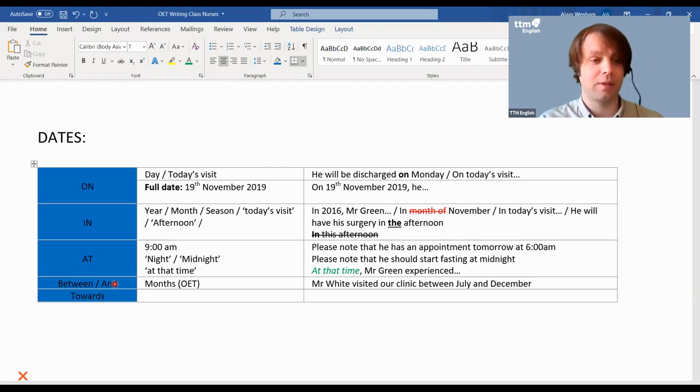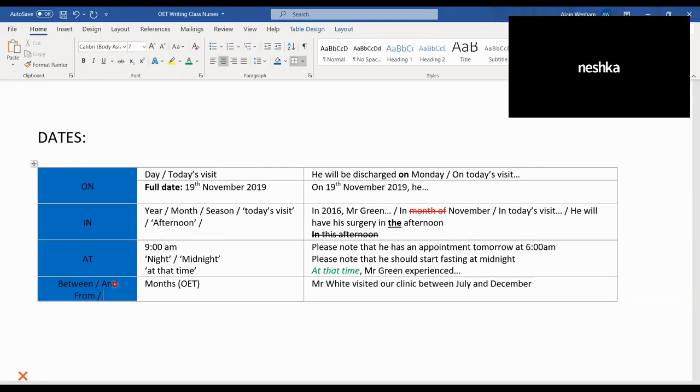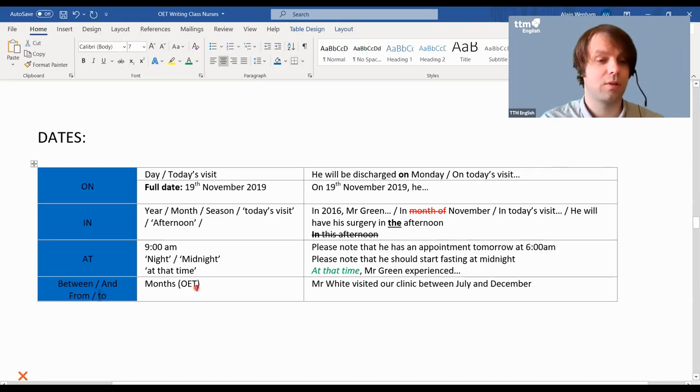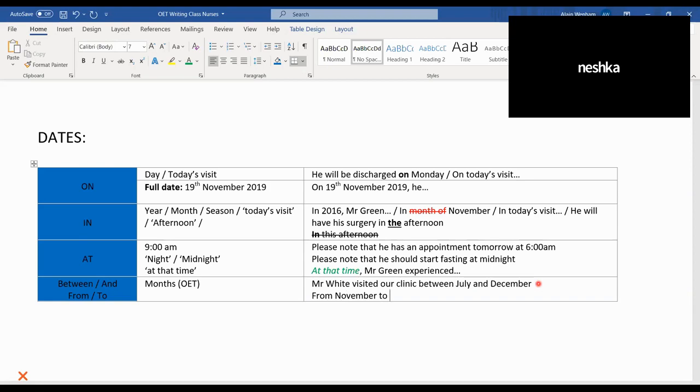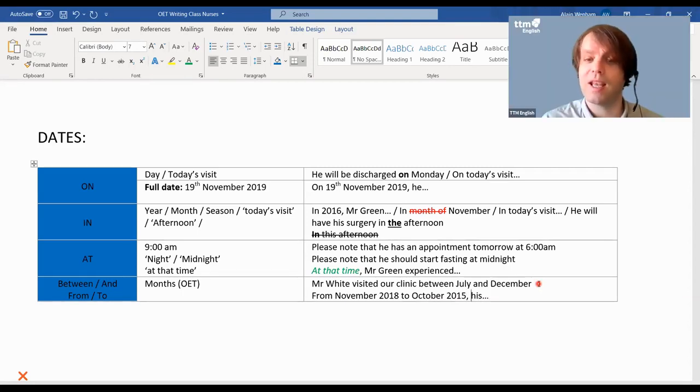There's another way to do this as well. Does anyone know? From November to December. To, until December. You can also say until if you want. So give me an example. From November 2018 until October 2015, his condition, blah, blah, blah. Exactly. Now you can say to or you can say until. She's right. So that's a very, very useful one.